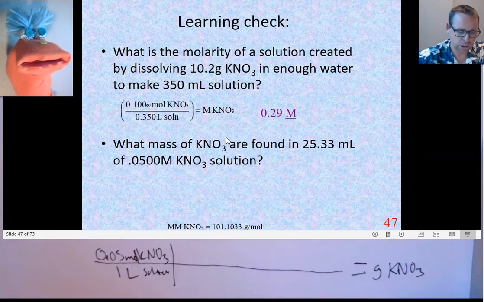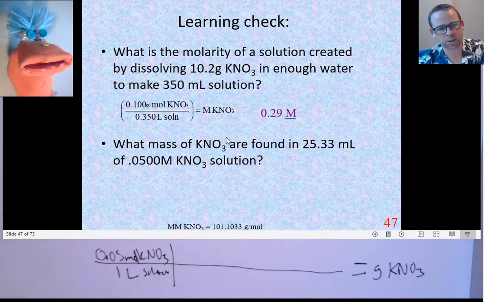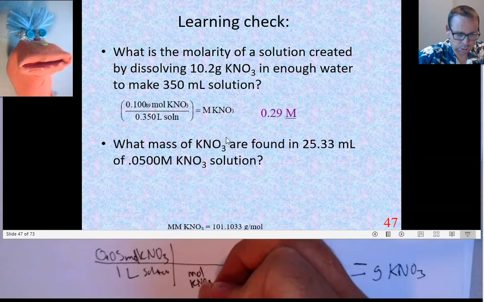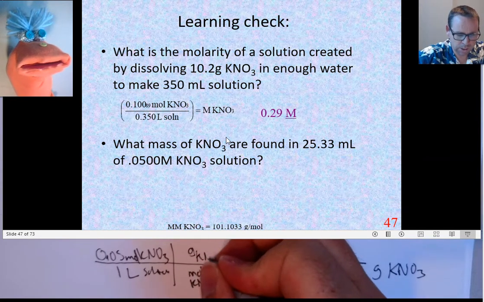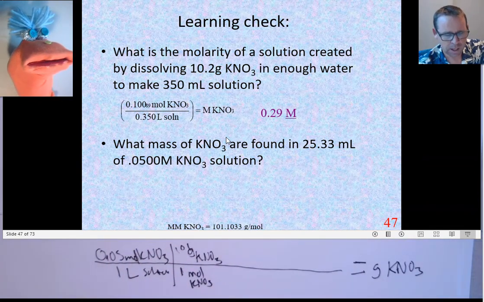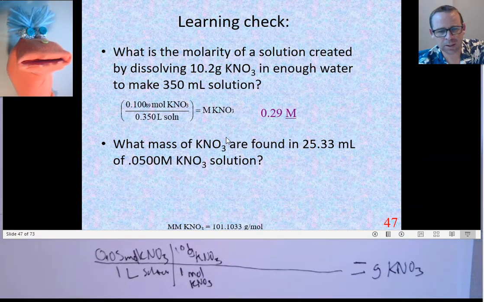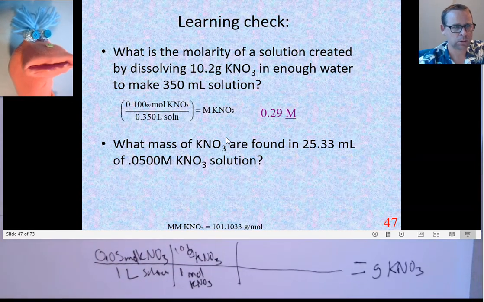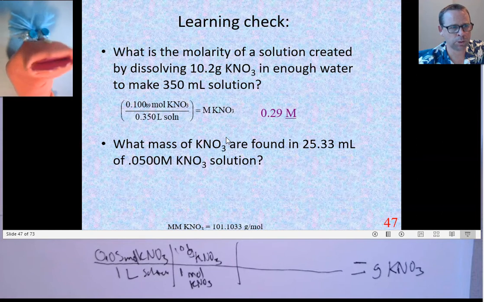All right. So if I have moles of KNO3 per liters of solution, I can go from moles of KNO3 to grams of KNO3, right? Yeah, that's 101 again. Very good. And now I can take my liters of solution. What do I need with liters of solution? Well, you don't want them this time. That's right, we got to get rid of them. So how can I get rid of them?